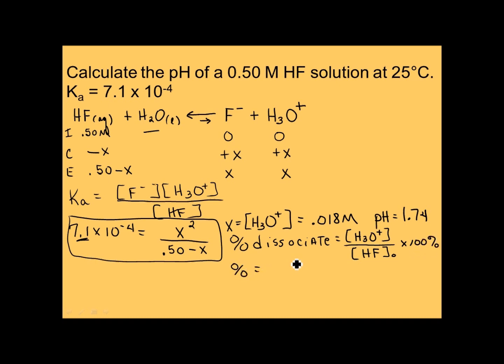So here in this particular problem, my concentration of hydronium ion at equilibrium divided by the concentration initially of the acid times 100, and I get 3.6%. That means that 3.6% of the hydrofluoric acid turned into hydronium ion.